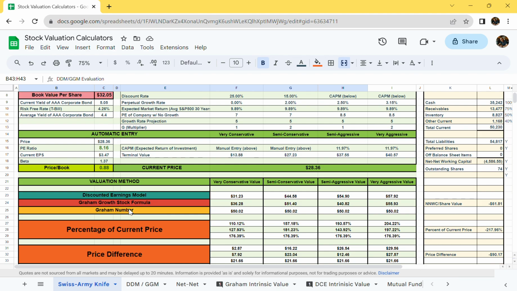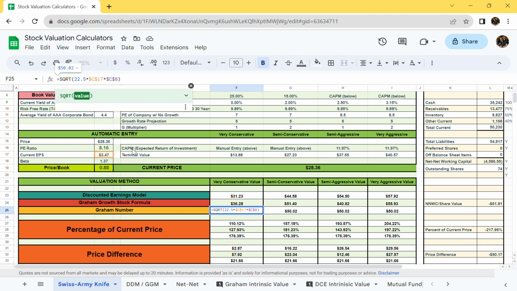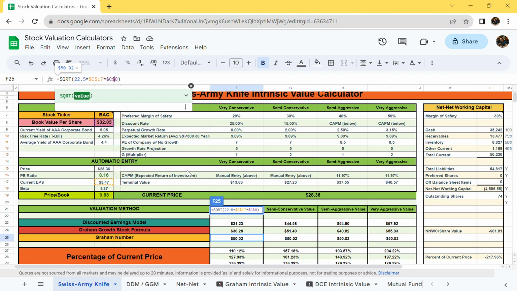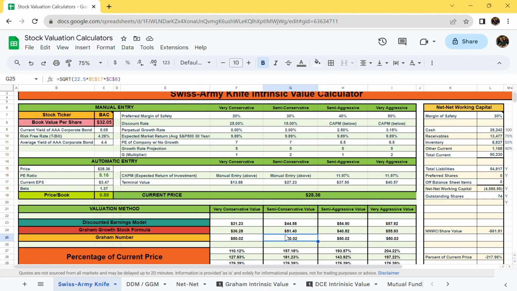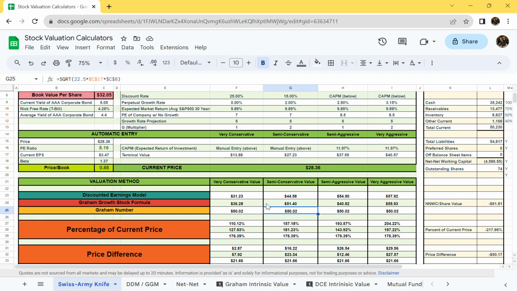Now the Graham number is probably the simplest. That's why it's the same across all four, because it's just the square root of 22.5 times the current earnings per share times the book value per share. That's why it doesn't differ based on how conservative or aggressive you are. It is the same number no matter what, depending on the book value per share.